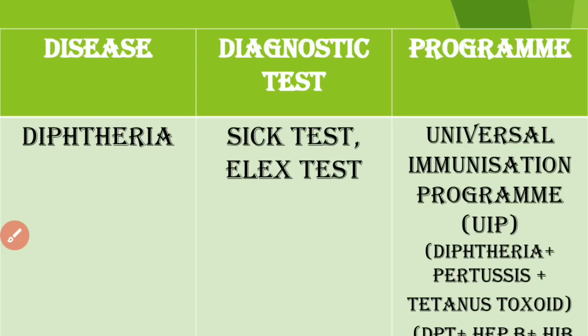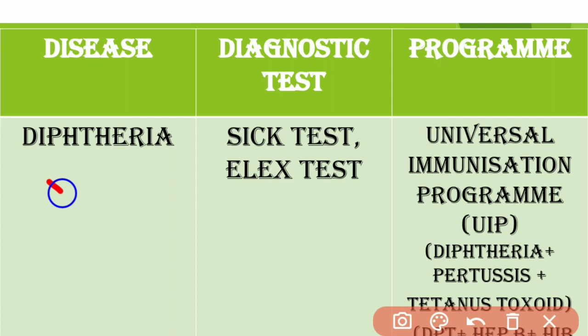Next one is diphtheria, which is caused by Corynebacterium diphtheriae, a serious infection of the nose and throat. The diagnostic tests are the Schick test and the Elek test, which identify diphtheria infection, and the program is the Universal Immunization Program.